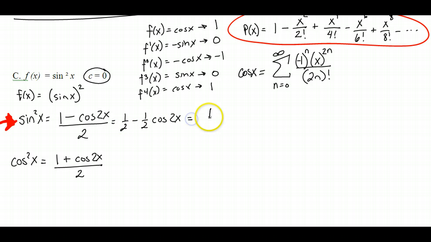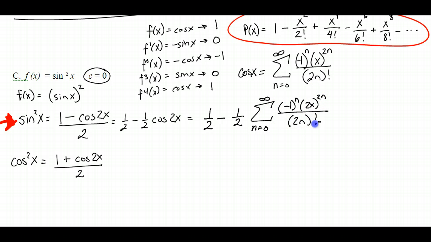Now you keep the 1/2 outside. It seems a little bit weird, but it just doesn't get included with our power function. You also keep this 1/2, so the minus 1/2 is a coefficient. And then you have your power series from 0 to infinity. You have your negative 1 to the power of n, and in place of x, we replace it with a 2x. So it's 2x to the power of 2n divided by 2n factorial.